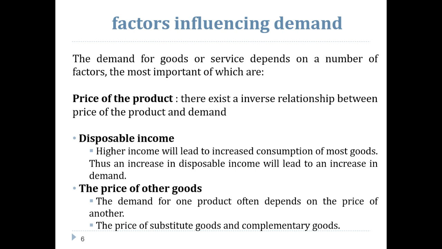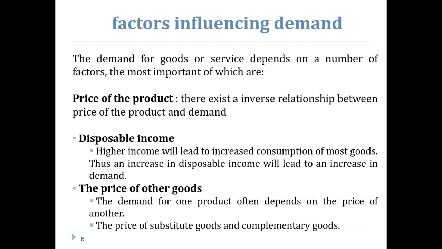Then the price of other goods, that is the third factor mentioned here: price of related commodities. It means the commodities which are related to our product. There are two kinds of related commodities: substitute goods and complementary goods. Substitute goods means those goods which we can use one in place of another. For example, two brands of pen. Instead of one brand you can use the other brand.